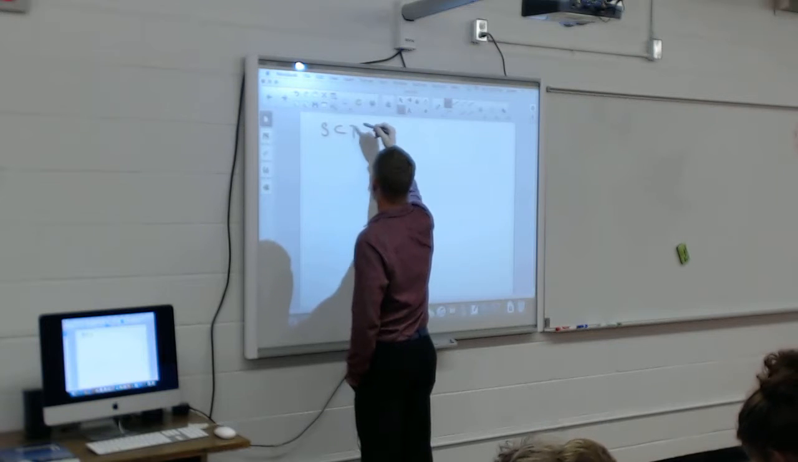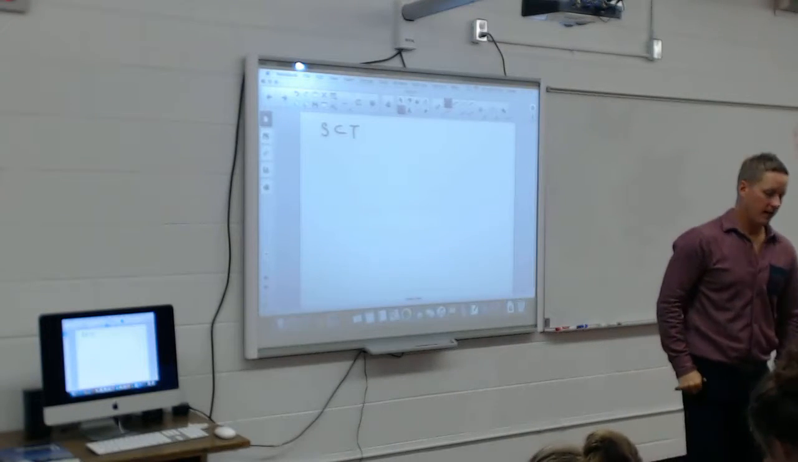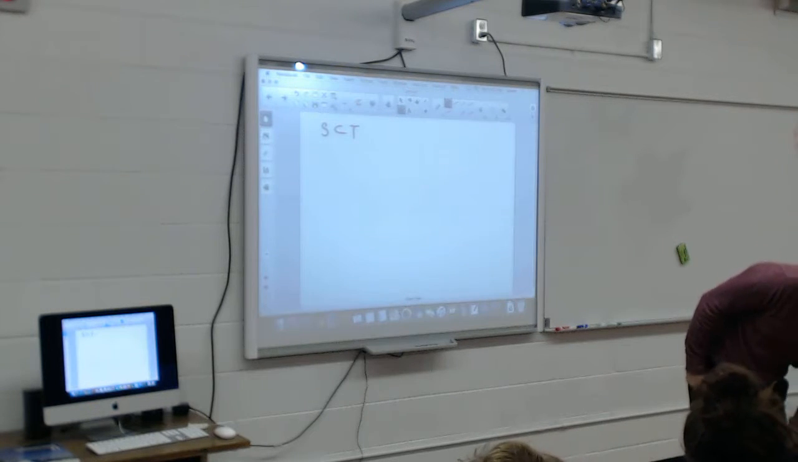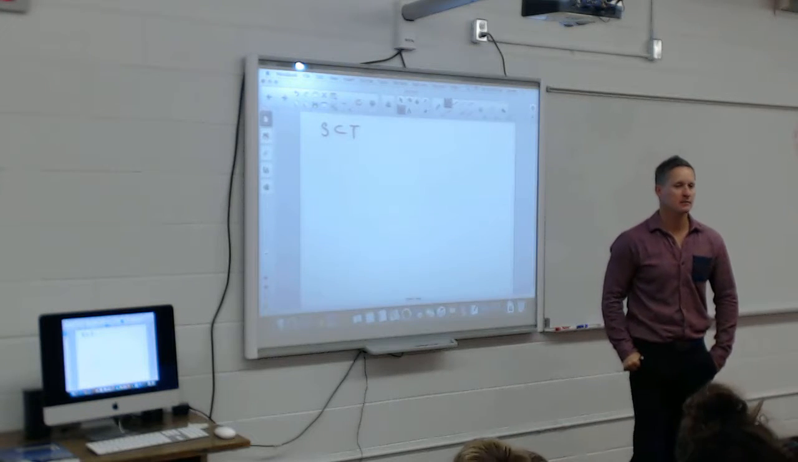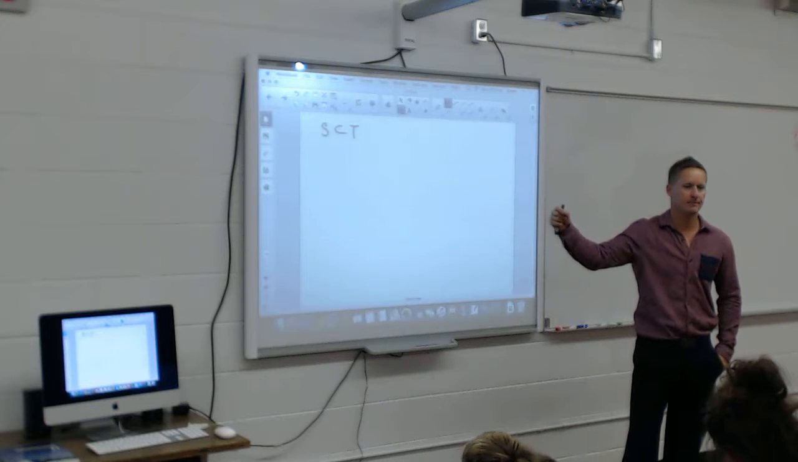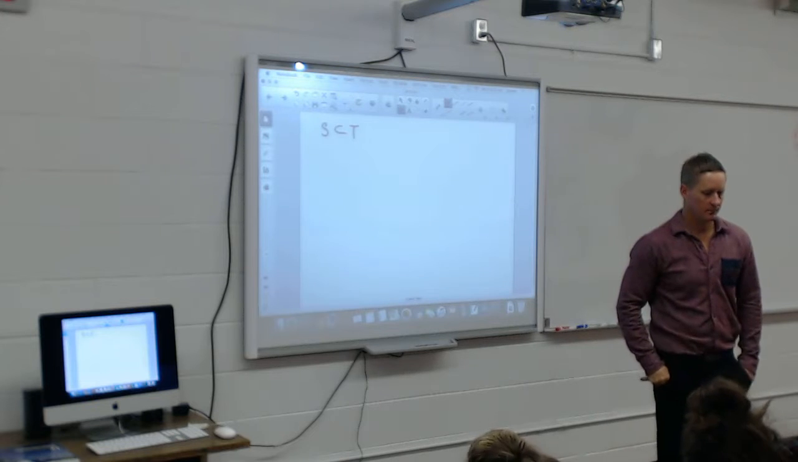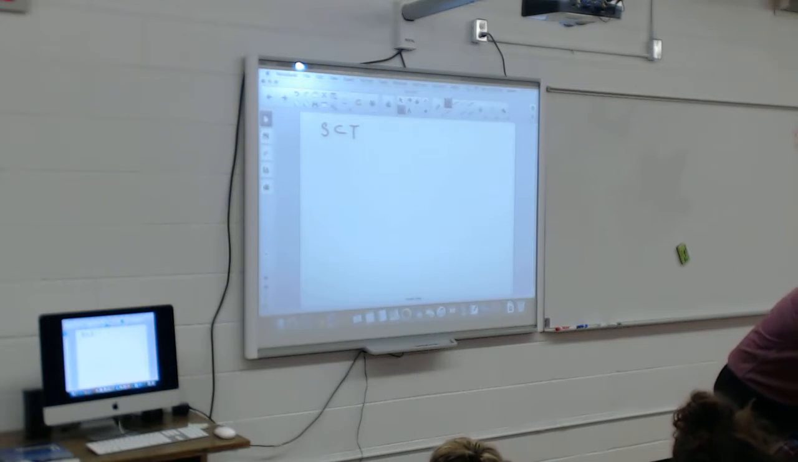S is a subset of T. So S is a subset of T. Okay? So what that means is that T is the bigger of the sets, and all of the S elements are in T. Okay?